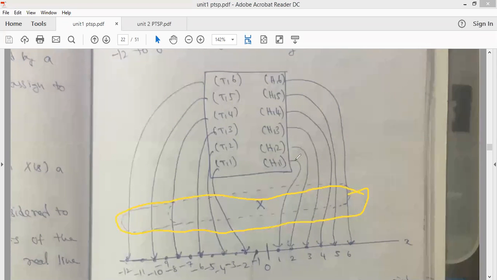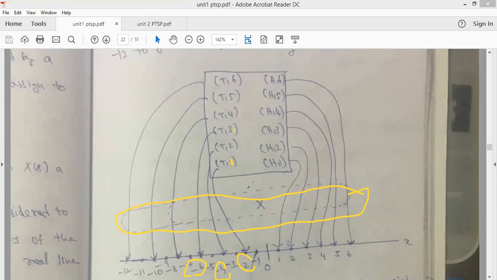Head comma 1 corresponds to 1, head comma 2 corresponds to 2, head comma 3 corresponds to 3, like this on the positive side. On the negative side, whenever we get tail, it corresponds to negative values, and whatever value you get here, it is mapped to twice of that value. So if you get 1, it is mapped to -2. If it is 2, it is mapped to -4. If it is 3, it is mapped to -6. Like that, the value is mapped to twice the value displayed on the die.